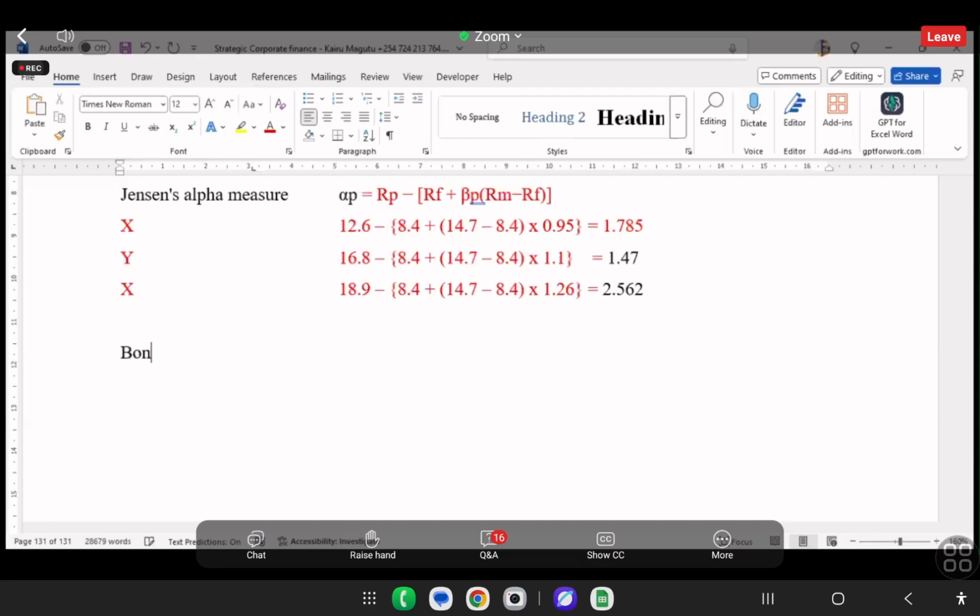Bond or debt refinancing. 5 minutes break.